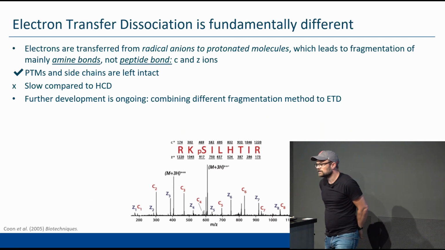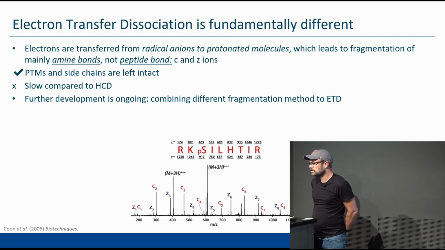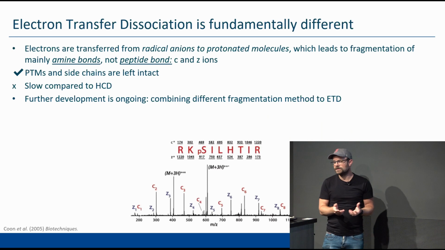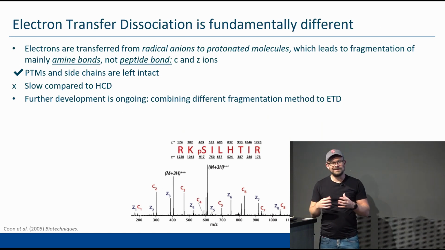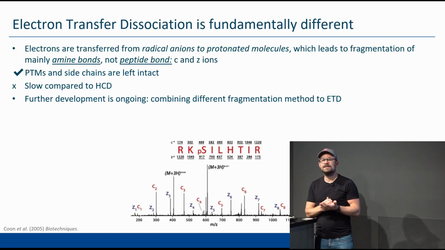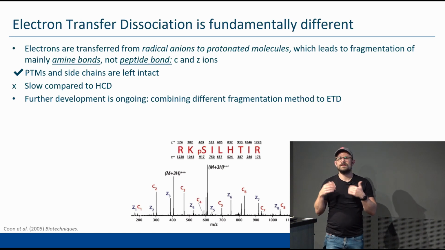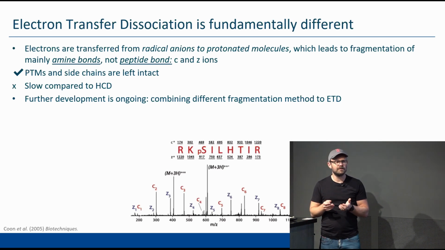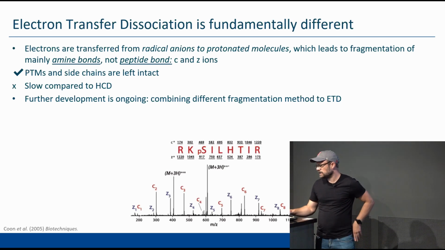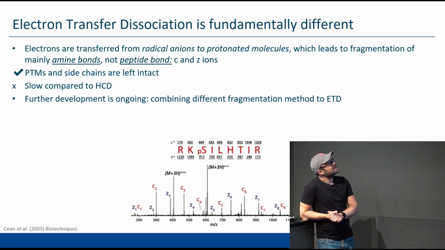So here there is actually electrons transferred from radical anions to the molecules, and that leads then to the fragmentation. But the fragmentation is different. So the ions produced are then C and Z ions, and in general also the charge states are higher of the precursors, but also then of the fragment ions. But overall, it keeps the PTMs and the side chains, and is usable for PTM analysis.